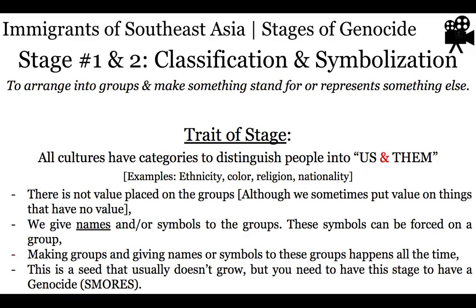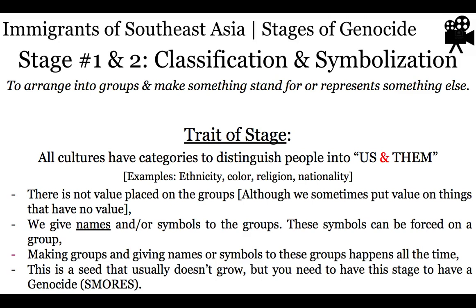Hey guys, so continuing with the stages of genocide. The first two stages of genocide are what people call classification and symbolization. To classify means to arrange into groups. That's all you do. You have different groups. And symbolization is making something stand for or represent something else.